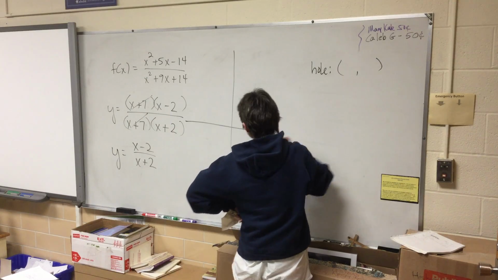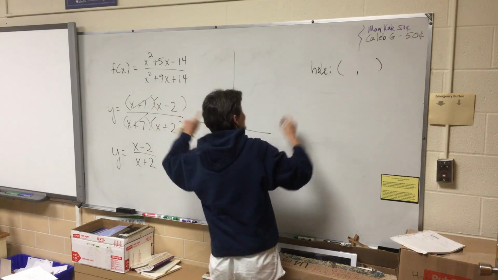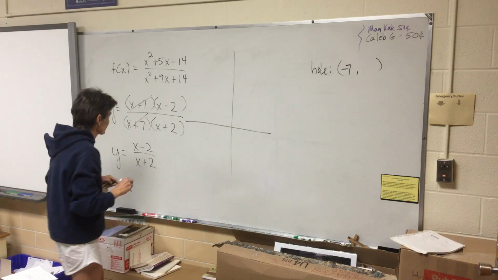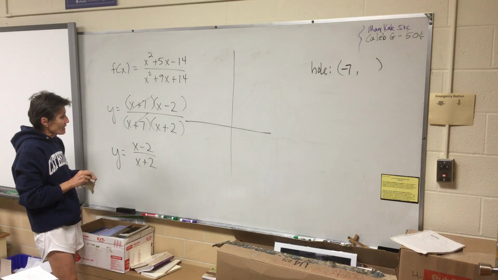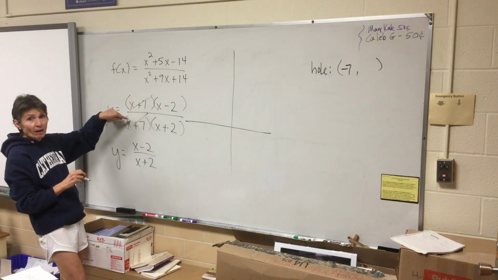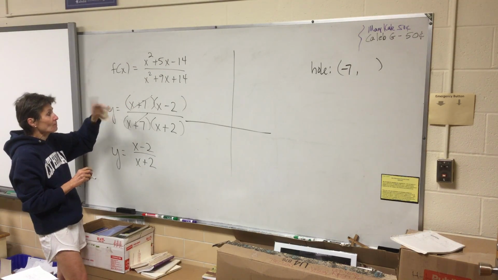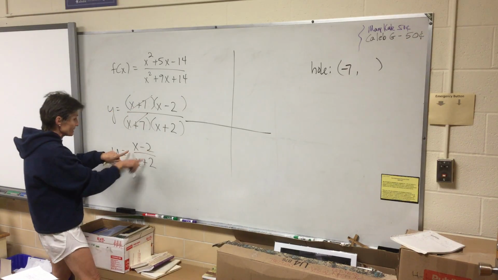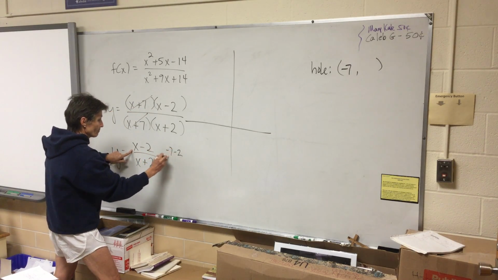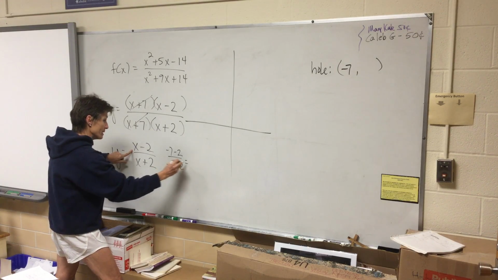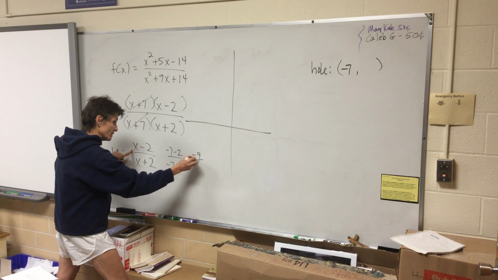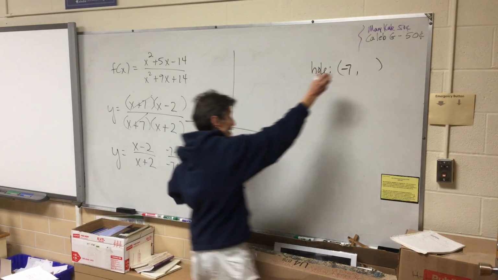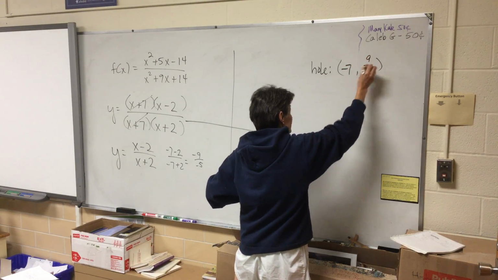So we're going to have a hole at -7, comma something. And because that's what I canceled out. And whatever you cancel out, that's where the hole goes. So now I'm going to put -7 into here. And I get -9 over -5. So that's 9/5.